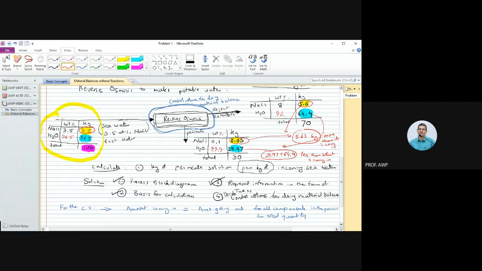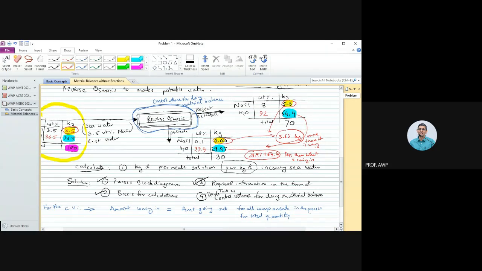No, that's not possible. Sodium chloride is not suddenly generated. Water is not suddenly disappearing. So water is not getting converted into sodium chloride. So obviously this is not possible.